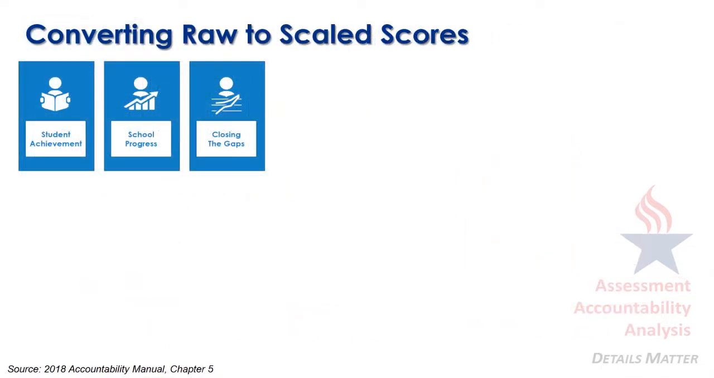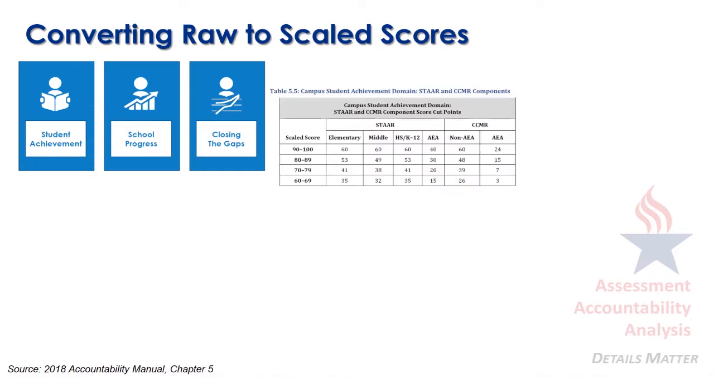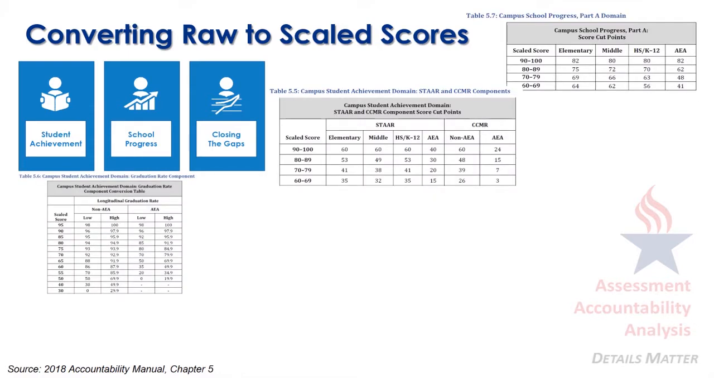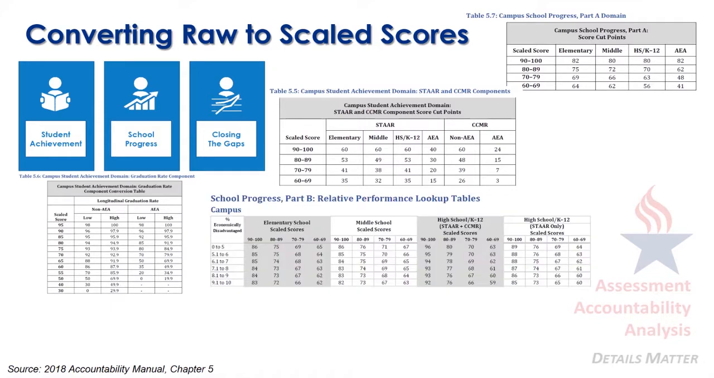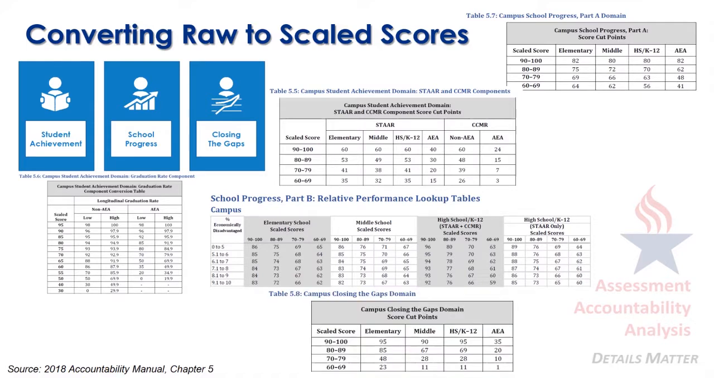If you've made it this far without getting overwhelmed or bored, congratulations! You probably thought you were done. But now you get to see why we keep mentioning raw scores. TEA doesn't base the actual ratings off of these raw scores. They first have to convert them to scaled scores to fit the 100-point scale correlated to the ratings. What that means first is determining what's called a cut score using one of these tables. For STAAR and CCMR, for graduation rate, for School Progress Part A, and Part B. That Part B table is a tiny excerpt from 3 pages, by the way, and for Closing the Gaps.